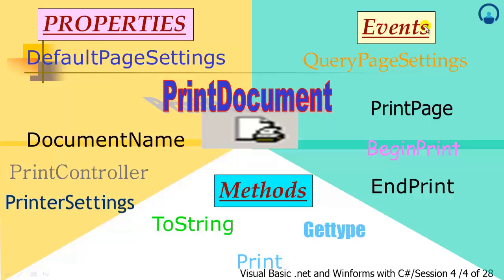Coming to events. QueryPageSettings. This event is triggered just before the PrintPage event occurs. Then comes the PrintPage event. When a page has been printed, this event is triggered. Moving to BeginPrint event. Whenever the Print method is called, this event is triggered. EndPrint event. When the printing of the last page is complete, this event is triggered.